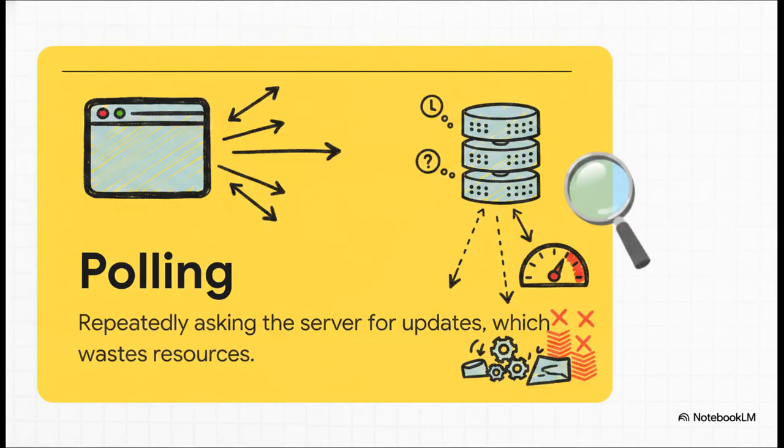Before modern solutions came along, developers had to rely on this desperate workaround called polling. Polling basically means repeatedly asking the server for updates. Imagine your browser essentially nagging the server every single second going, hey, any new chat messages? Any new notifications? How about stock updates? And most of the time, the server is just replying, nope, nothing changed. You can imagine this wastes a massive amount of bandwidth and server resources. At any kind of real scale, it just becomes incredibly inefficient.